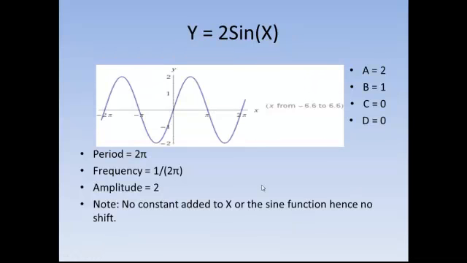Now let's multiply the function by a constant. So what we get is a equals 2. This is the value of a, and b equals 1, c equals 0, d equals 0. So a here is going to have an effect on the shape of the graph. So for 2 sin x, we know that the period is 2 pi, still the frequency is 1 by 2 pi, the amplitude is 2 here because a is 2, and just to note, no constant is added to x or to the sine function, hence there is no shift. Since c and d both are 0, as a result there is no shift.